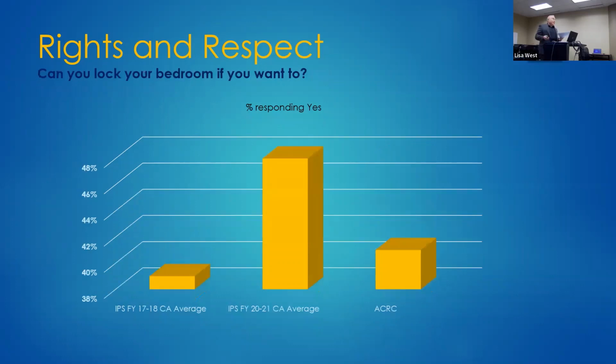Again, by contrast, areas where Alta could potentially improve, one of the questions that was asked: can you lock your bedroom if you want to? And it was considered preferable if people could lock their bedrooms where they wanted to. Alta clients responded yes 41% of the time, compared to the statewide average of 48%. So we'd like our clients to have greater opportunity to exercise their rights in that regard.